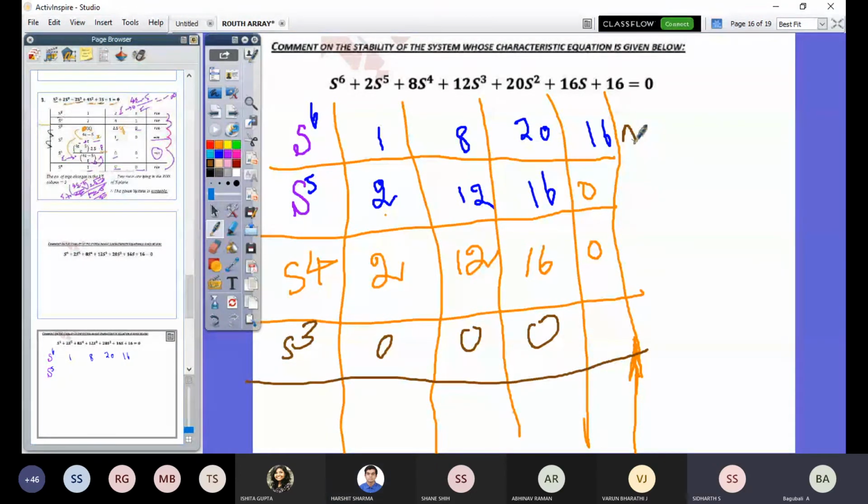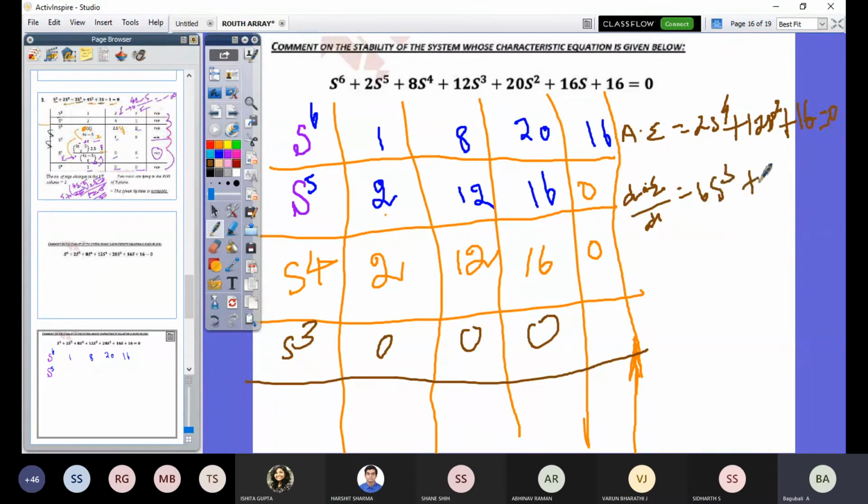What is the auxiliary equation? 2s power 4 plus 12s square plus 16 equal to 0. What is the differentiation of this? The auxiliary equation divided by ds: 8s cube plus 24s plus 0 equal to 0. Correct?